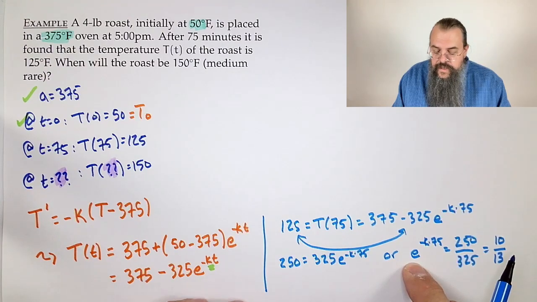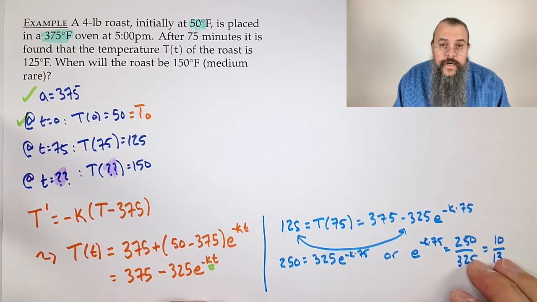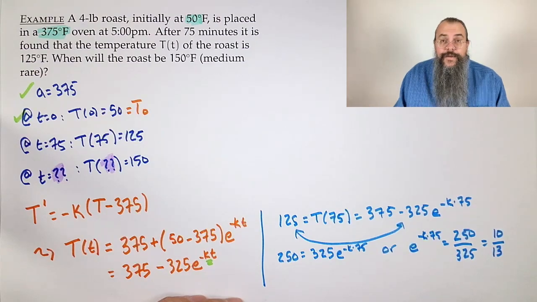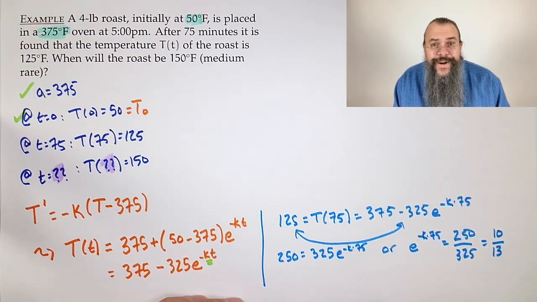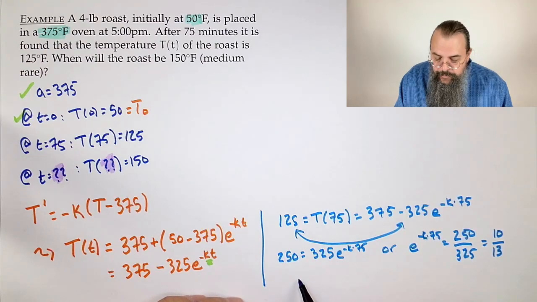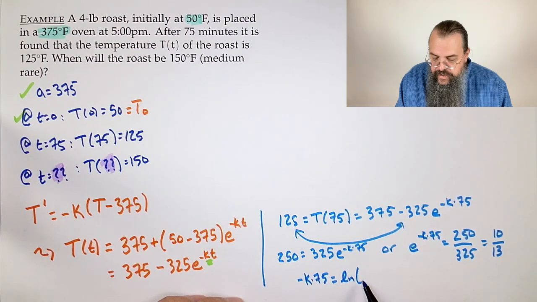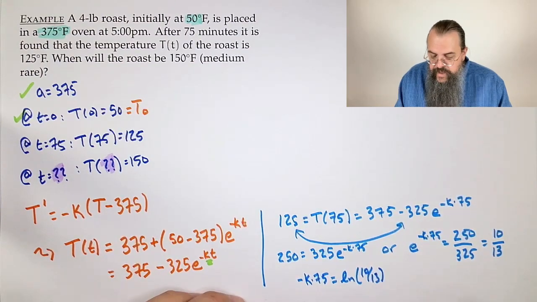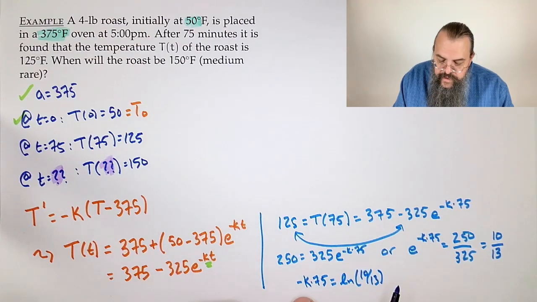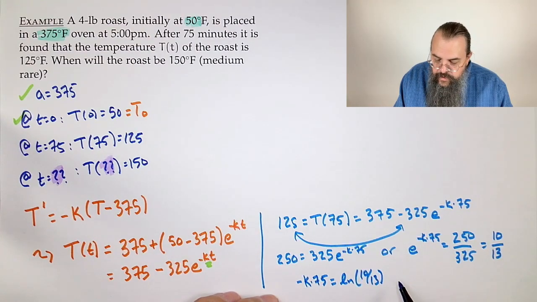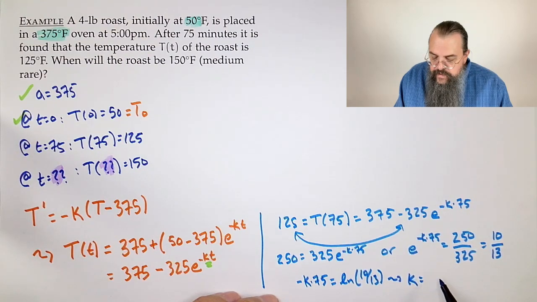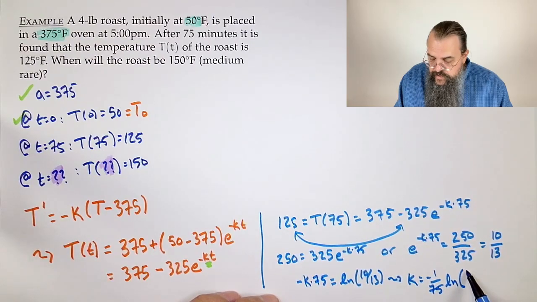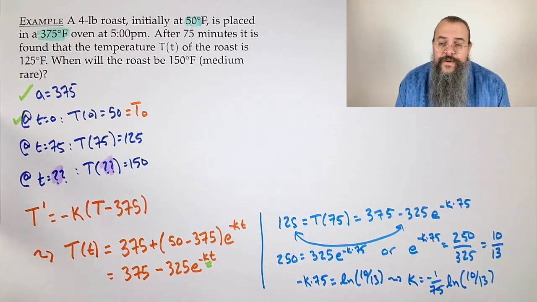All right, so we want to get k. Right now it's upstairs. So what do we do? Well, we can use logs. There's a lot of logs that go on in this kind of problem. So minus k times 75 is equal to the natural log of 10 over 13. Now, finally, to get k, we can say, okay, great. So k is minus 1 over 75 natural log of 10 over 13. And I'll just leave it like that. There's not really much we can do to simplify.